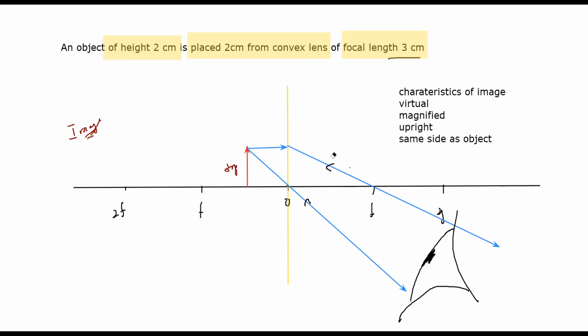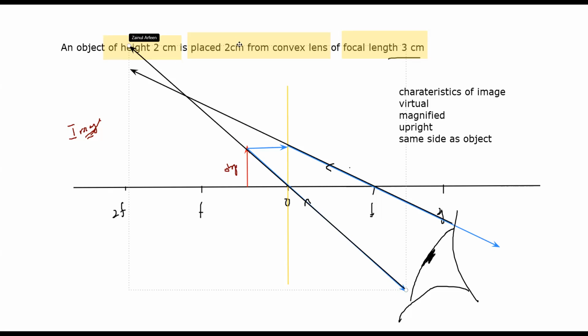So what you will do, the light ray parallel passes through the focus, and the one passing through the center of the lens will pass straight. So you will reproduce these light rays in the opposite direction. And when you reproduce these light rays in the opposite direction, the point where these two light rays intersect is the position where the image will form.